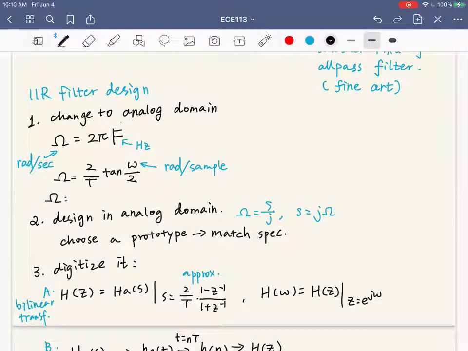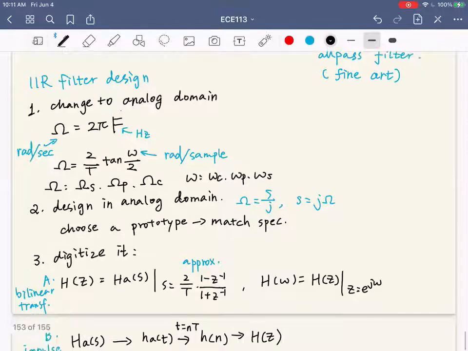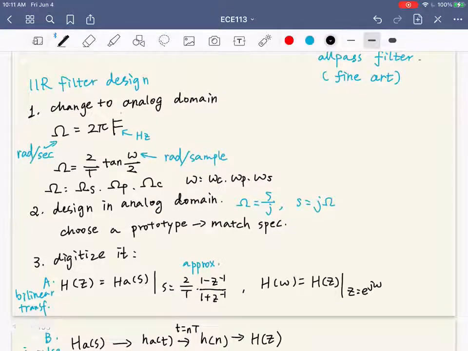And the omega can be the stop band omega, the pass band omega, and the 3 dB cutoff omega. Okay, it depends on which filter you're going to use and what specifications are given in the question. So correspondingly, the small omega will also be omega cutoff, omega pass band, and omega stop band. Great. And after we get the specifications in the analog domain, we would like to design it in the analog domain.